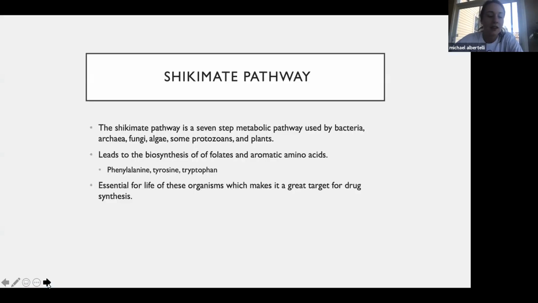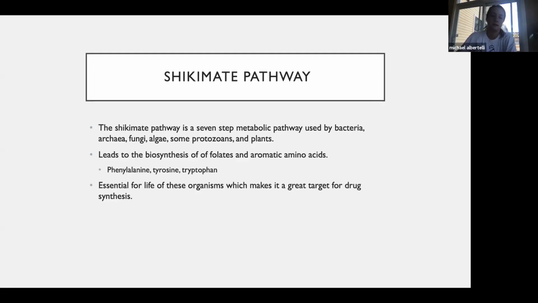All right, so this is the shikimate pathway. The shikimate pathway is a 7-step metabolic pathway used by archaea, fungi, algae, some protozoans, and plants. It leads to the biosynthesis of folates and aromatic amino acids like phenylalanine, tyrosine, and tryptophan. It's essential for the life of these organisms, but it's not essential for humans, which makes it a great drug target because you can cause cell death in those cells without harming the cells of the host.